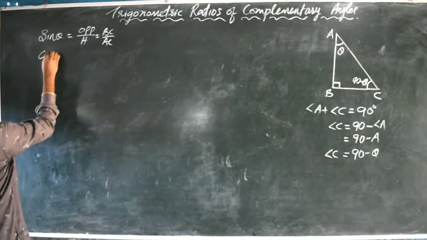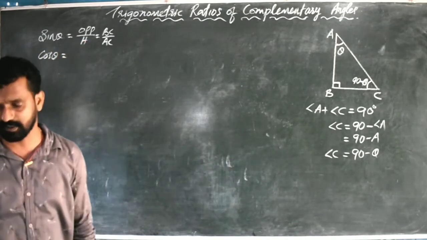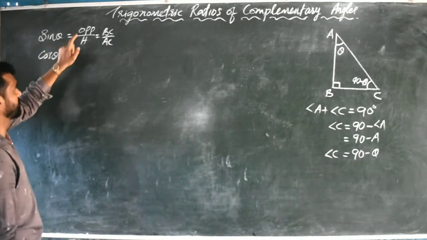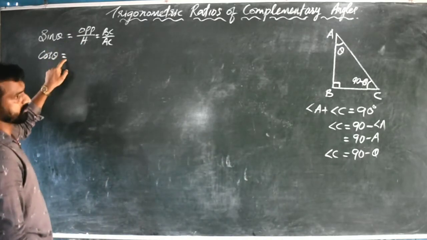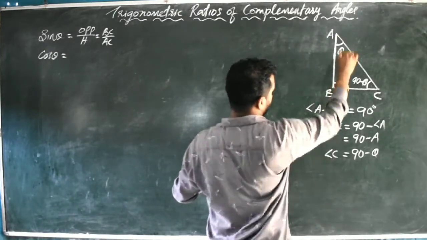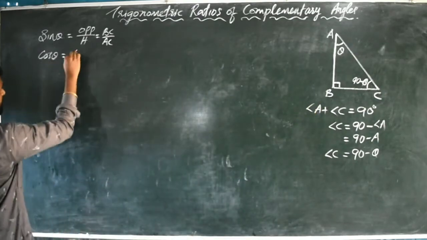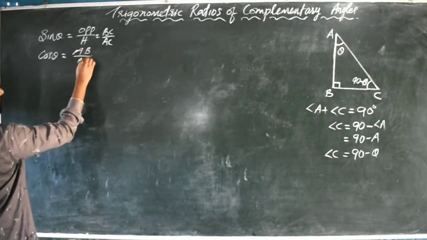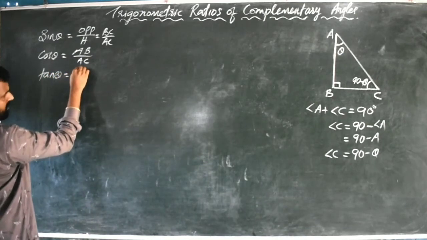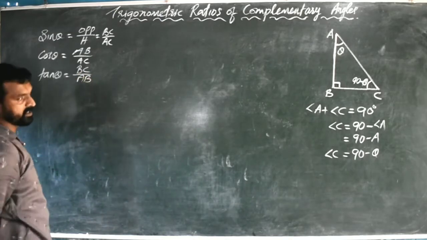Now cos theta. I'm not going to write all the ratios, as we have already studied them. Sin theta is equal to opposite by hypotenuse. Cos theta is equal to adjacent divided by hypotenuse, so AB divided by AC. The next one, tan theta, is equal to opposite side divided by adjacent side, that is BC divided by AB.